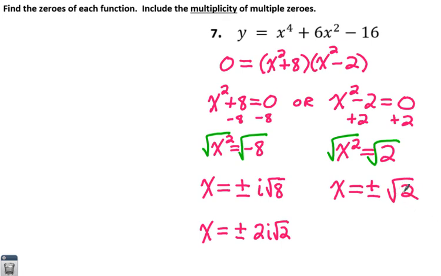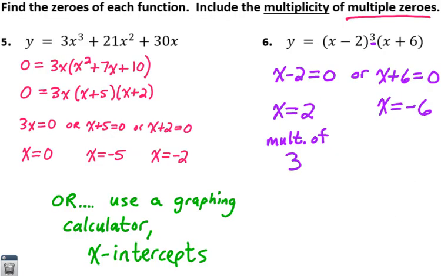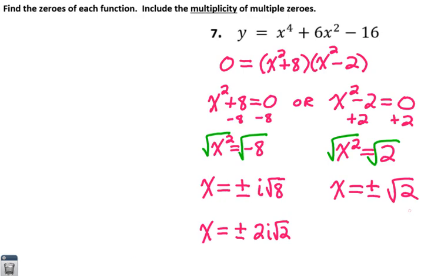You can't just approximate these x-intercepts that you see on your graphing calculator. I need exact answers on these problems. Whereas it wouldn't be that difficult to go on your graphing calculator and see that the x-intercepts for number 5 were exactly 0, exactly negative 5, and exactly negative 2. But mainly for this reason, you need to do all of this. You can't just do number 7 on your graphing calculator.